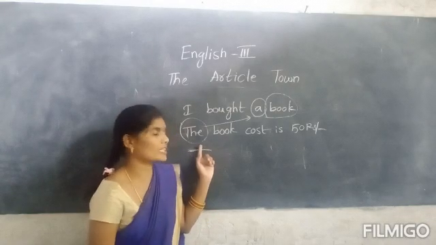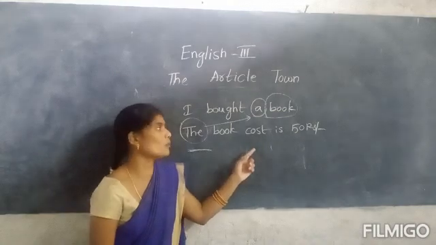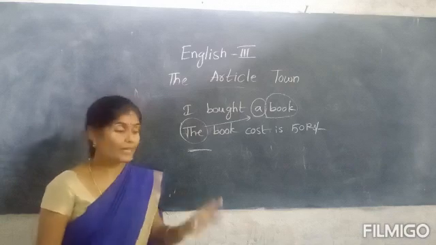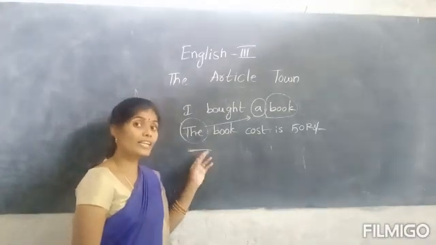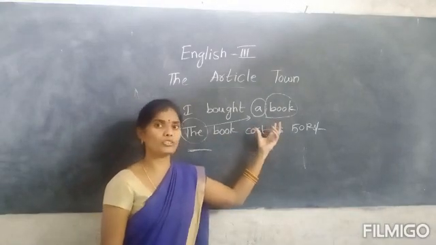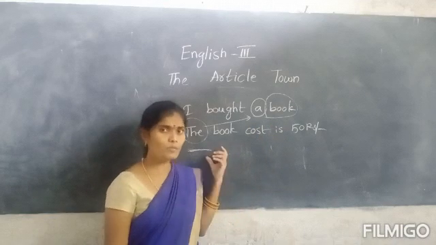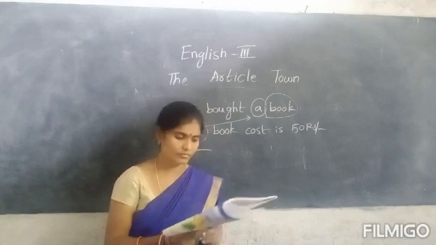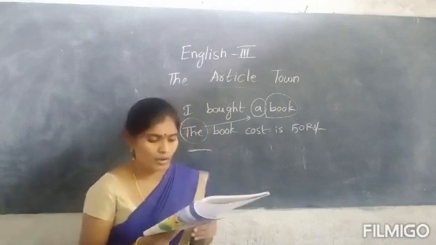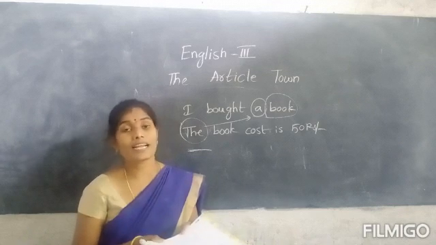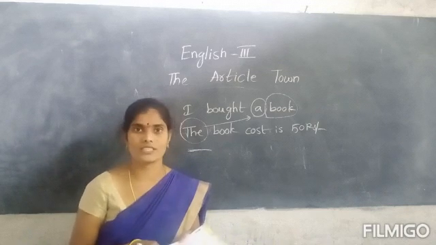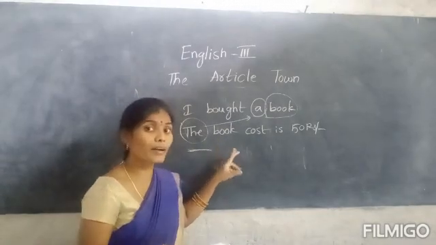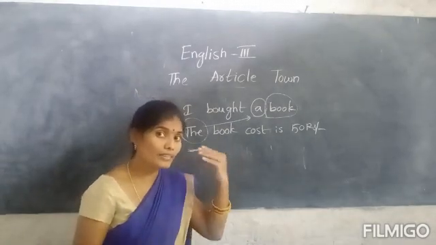So, I used here the cost of the book is, the book cost is 50 rupees. Here, why I used the: specially I am indicating about that book. It is special. It is general, it is special. Using of articles depends upon the sentence.